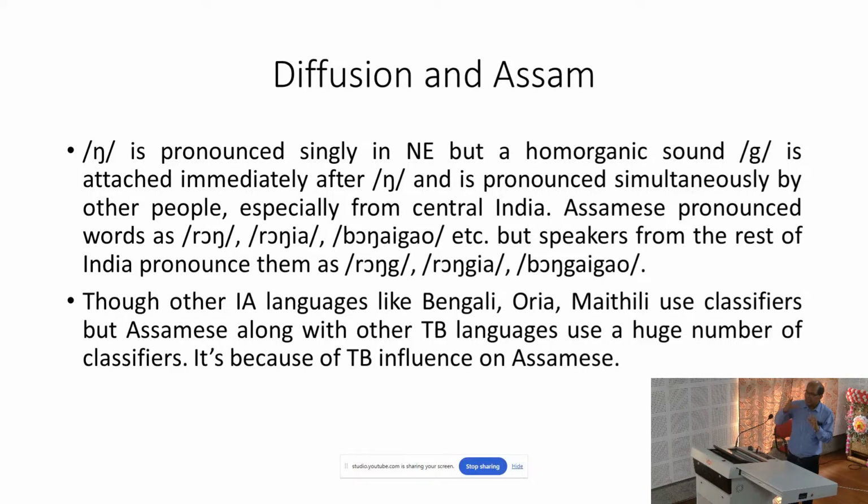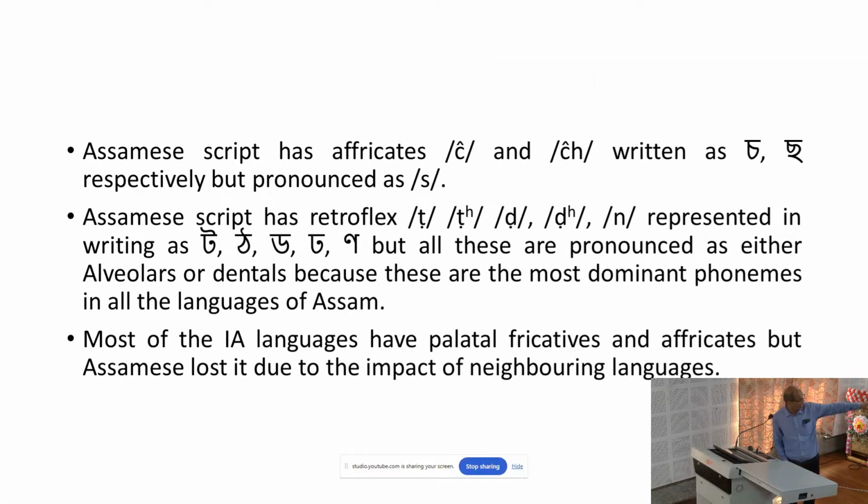That's a rule of Assamese. Meaning that Assamese has many more classifiers in comparison to other Indo-Aryan languages. Why? It's because Tibetan languages have more classifiers. A huge number of classifiers are used in all the Tibetan languages, and because of the Tibetan influence, Assamese starts using a number of classifiers. Now coming back to the point which Praveen just raised.